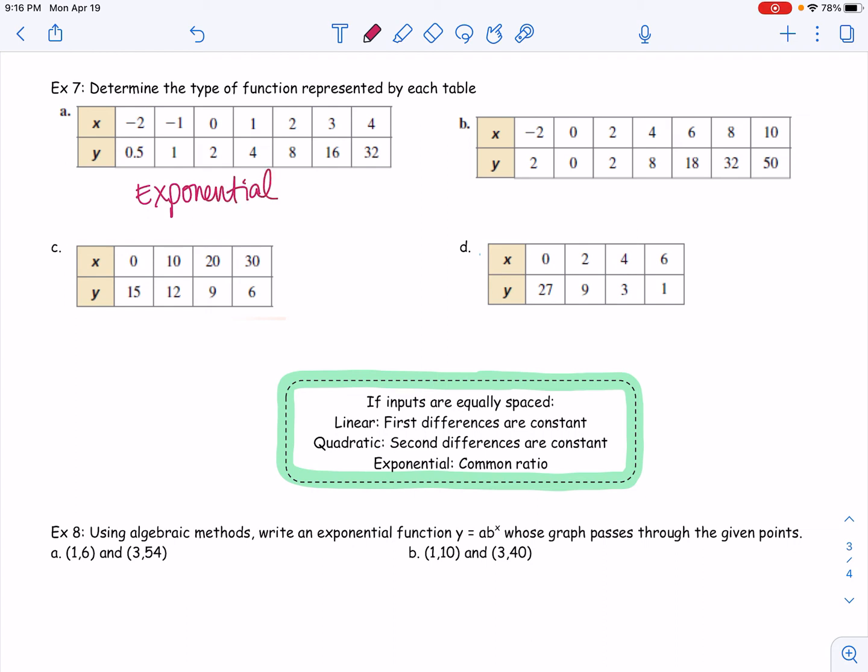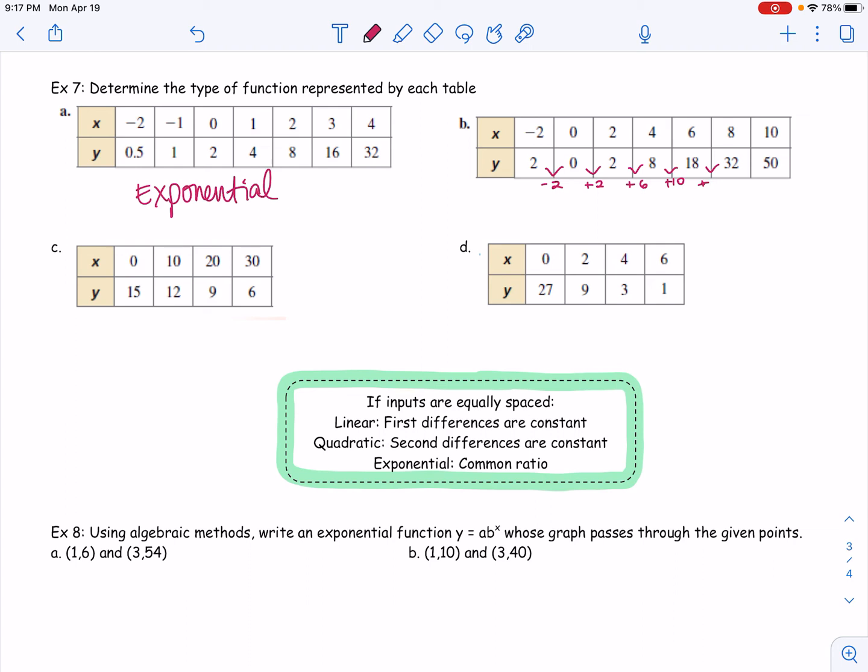Okay. Then I look at B, and I see not the same situation anymore, right? So now let's look at our differences. If I find the difference between 2 and 0, that would be -2. 0 and 2 is +2. 2 to 8 is a +6, right? Yes. 8 to 18 is a +10.